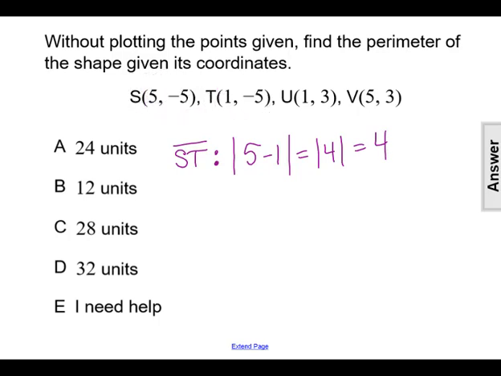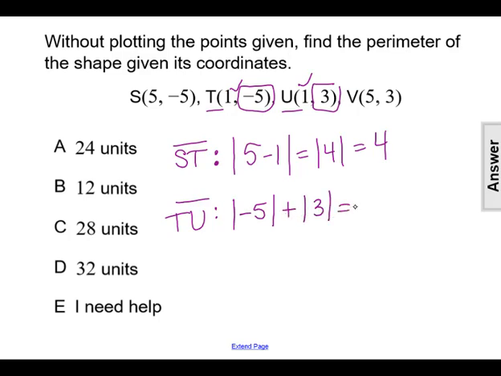Now let's find the distance between points T and U. So that'll be segment TU in the shape. T and U both have the same x values of 1. They have different y values of -5 and 3. Since the signs are opposite for these different values, we're going to add the absolute value of those y values. So we're going to do the absolute value of -5 plus the absolute value of 3, which is 5 plus 3, which is 8. So the length of segment TU, the distance between points T and U, is 8 units.